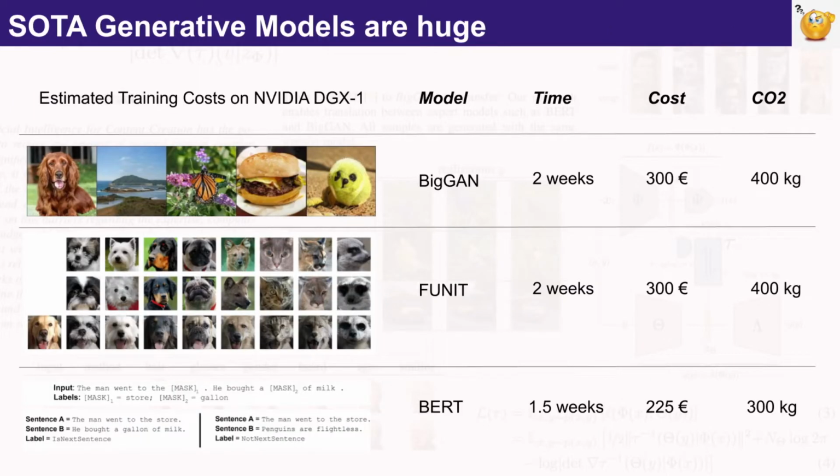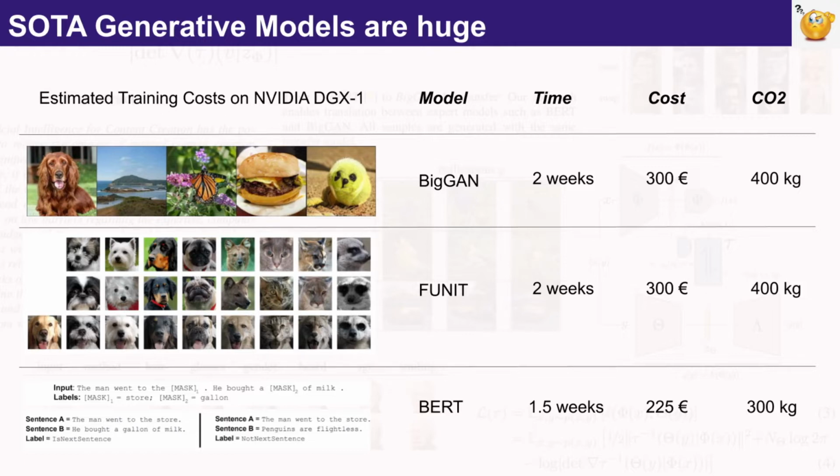State-of-the-art models show great performance. However, they require massive amounts of computational resources. As a rough estimate, a single training run of models like BigGAN, U-Net or BERT takes about 2 weeks, resulting in electricity costs of €300 or an equivalent of 400 kilograms of CO2 emissions.